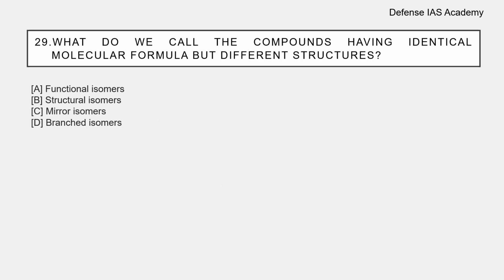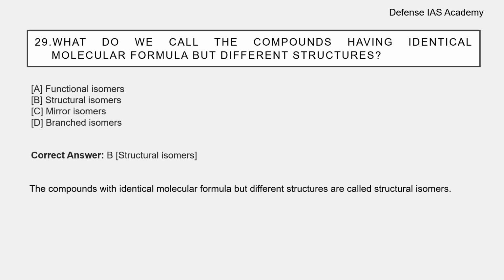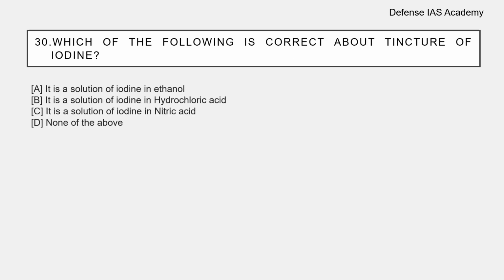Question number 29. What do we call the compounds having identical molecular formula but different structures? The options are option A, functional isomers, option B, structural isomers, option C, mirror isomers, option D, branched isomers. The correct answer is option B, structural isomers. The compounds with identical molecular formula but different structures are called structural isomers.